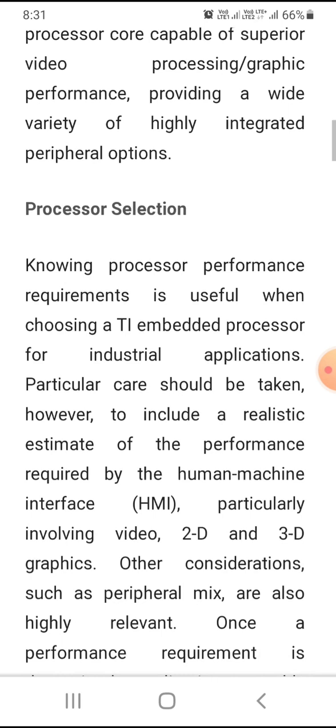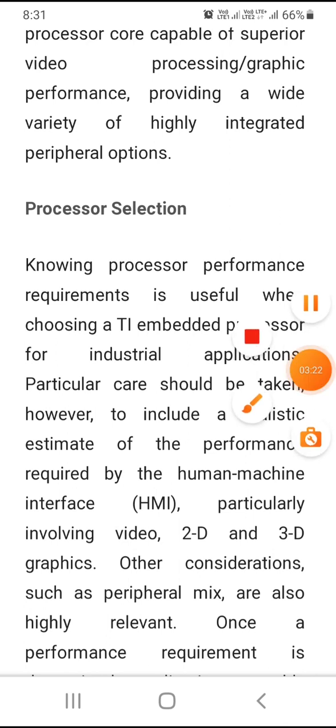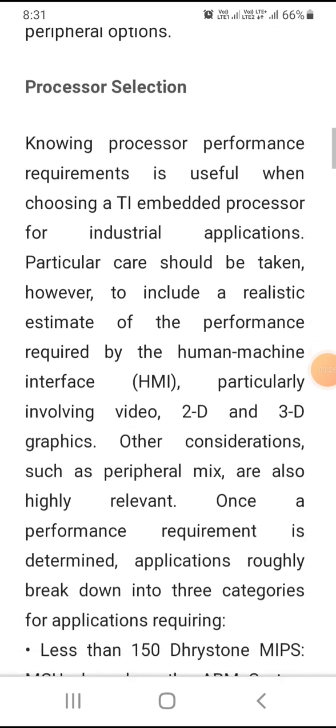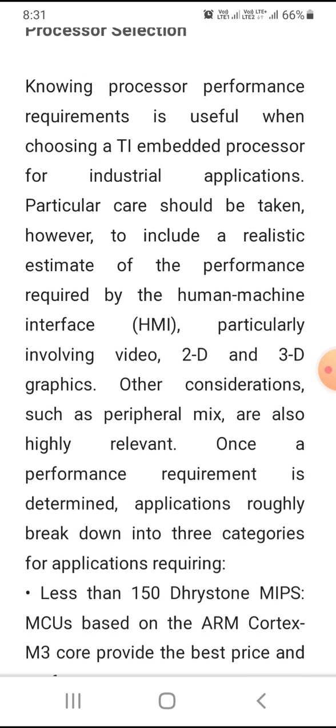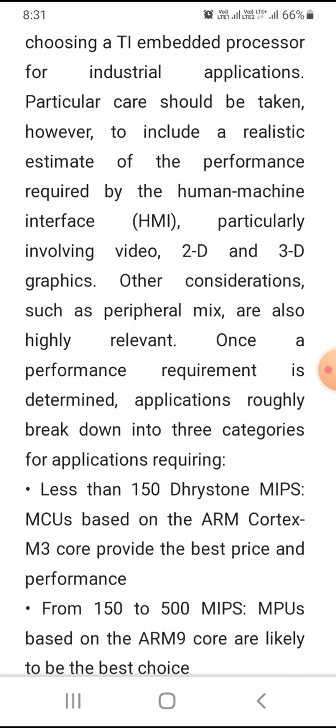Processor selection. Knowing processor performance requirements is useful when choosing the TI embedded processor for industrial applications. Particular care should be taken, however, to include a realistic estimate of the performance required by the human machine interface, particularly involving video, 2D and 3D graphics. Other considerations such as peripheral mix are also highly relevant.